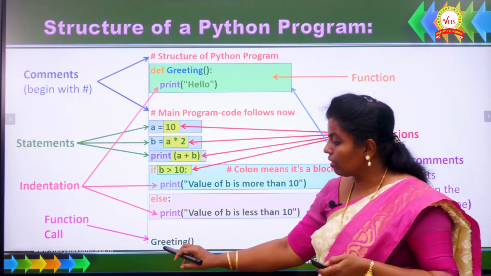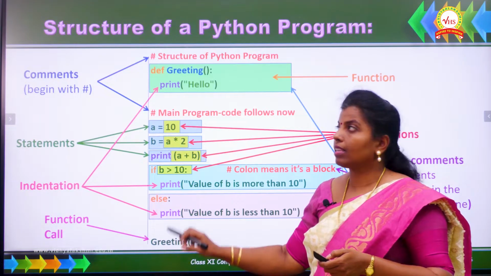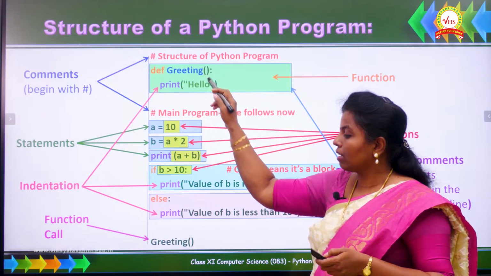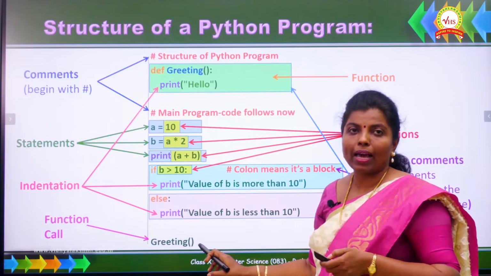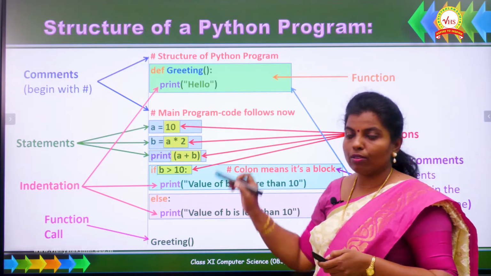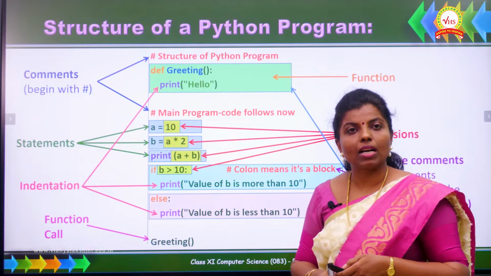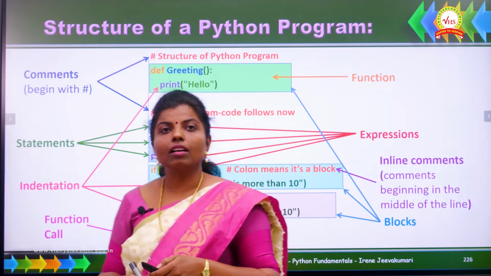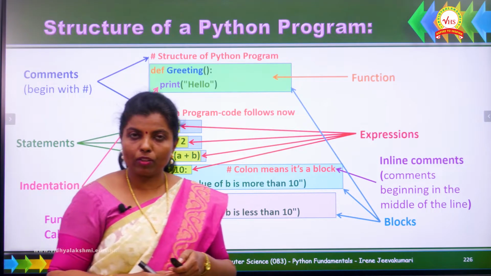So already we have learned about that. The function call is nothing but just the name of the program. If there are any parameters here, the actual parameter values will be passed. As this function does not take any values, and here also we have not passed any values. So these are the basic components of a Python program.